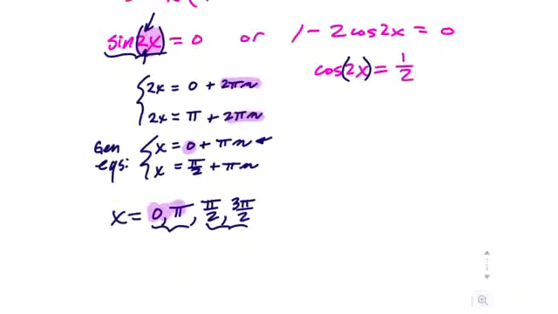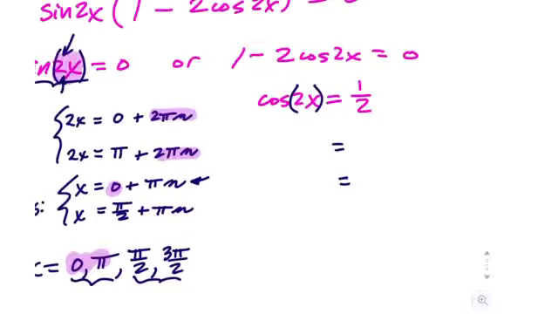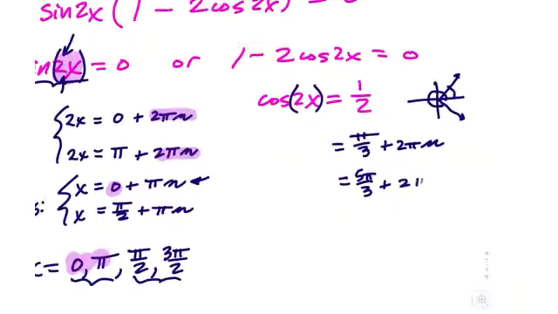But we have another equation now on the right-hand side. So let's go for it. Same idea. Where does cosine equal positive a half? It's going to be quadrants 1 and 4. What's your reference angle? Pi sixths or pi thirds? Pi thirds. So the first one is pi thirds plus 2 pi n. And the second one is 5 pi thirds. Good. Quadrant 4, 5 pi thirds plus 2 pi n.